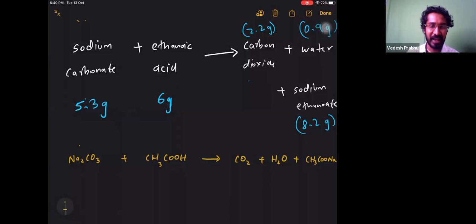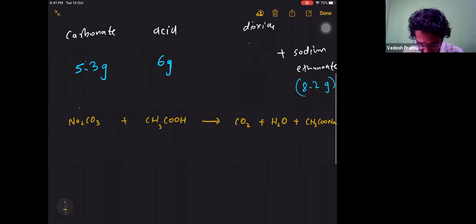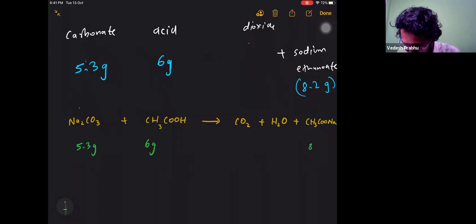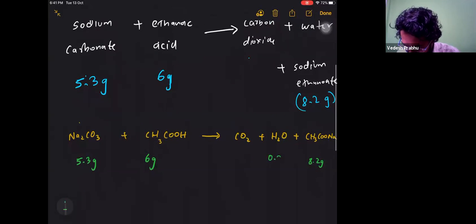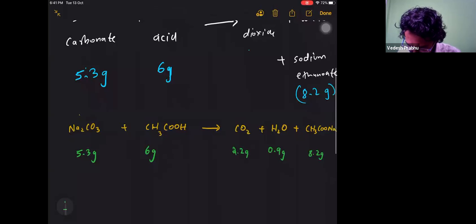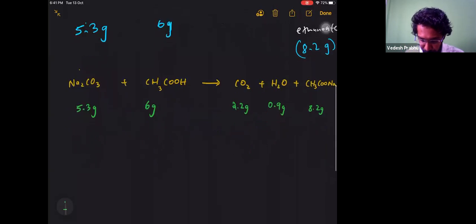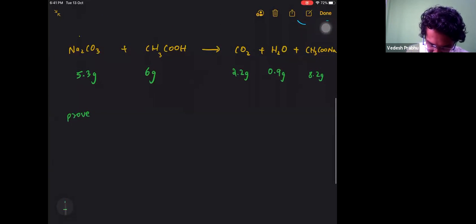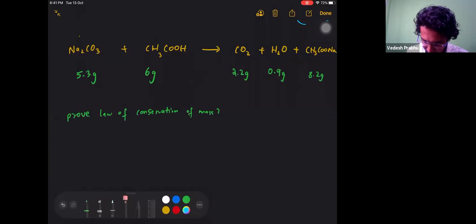Do not worry about the symbols in the form of reactions, because you will learn that in your 10th standard, how to write the reaction and how to balance the equation. I just wrote it for your information. So this is your 8.2 gram, water is 0.9 gram, and carbon dioxide is 2.2 gram. You have to prove the law of conservation of mass. So how do you prove this?